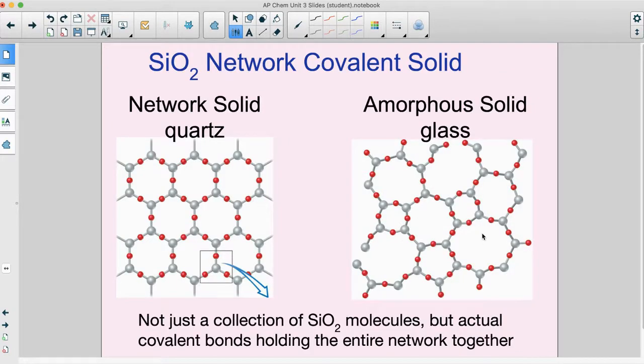Two more covalent network solids. Here's quartz and here's glass. They are the same compound, except that quartz is crystalline. It's a very, very ordered structure, whereas glass is amorphous. It doesn't have a clear crystal pattern.